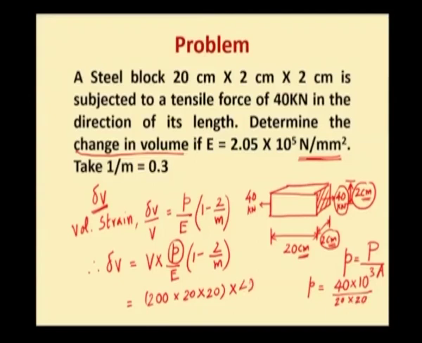So, 40 into 10 power 3 divided by 20 into 20, which is 400. This into 1 minus 2 by m. 1 by m is 0.3, so 2 by m will be 0.6. So, finally, the change in volume delta V will come as 15.616, and the units will be millimeter cube.